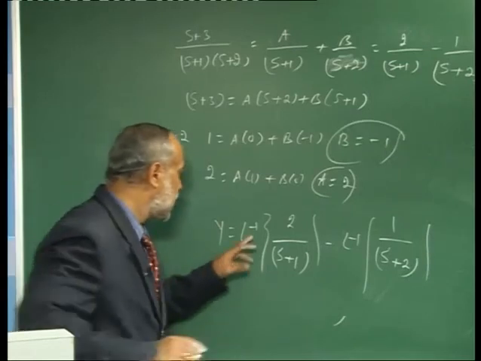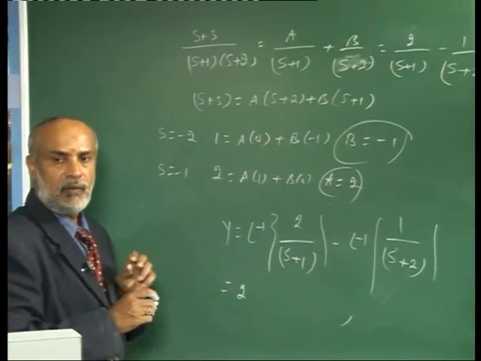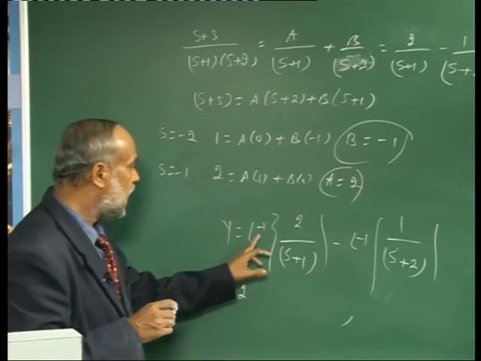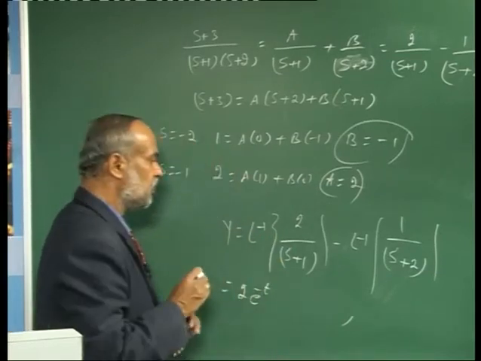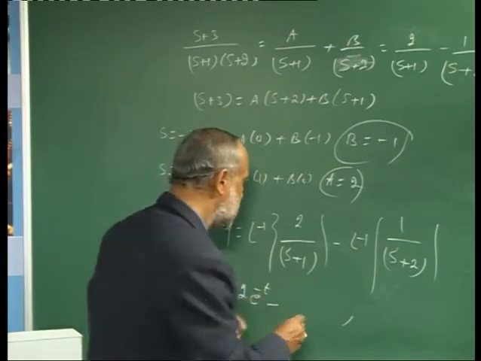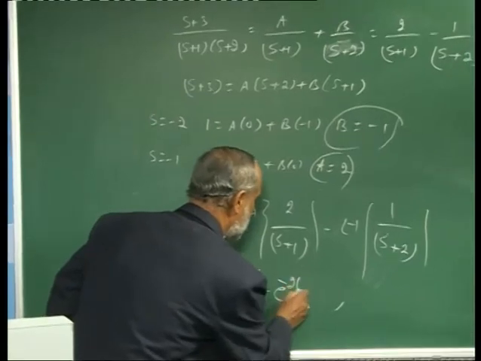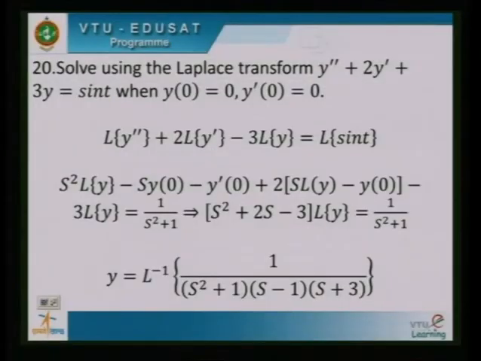What do you get? Here, if you take out 2 common, L inverse 1 by s plus 1 is e to the power of minus t, minus L inverse 1 by s plus 2 is e to the power of minus 2t. This is the required solution.